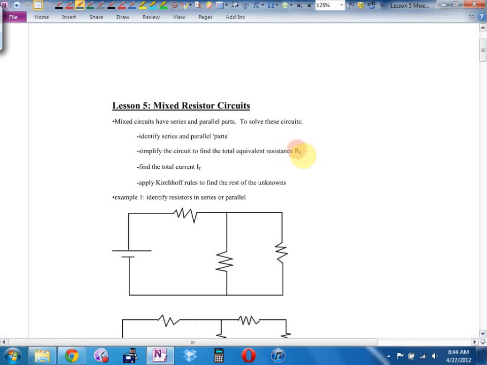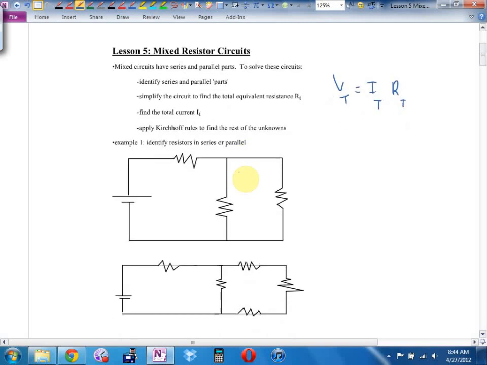And once I know R total, I can go V total equals I total, R total. I can find total current because I'll almost always know the voltage. And then use Kirchhoff's rules to find the rest of the unknowns.